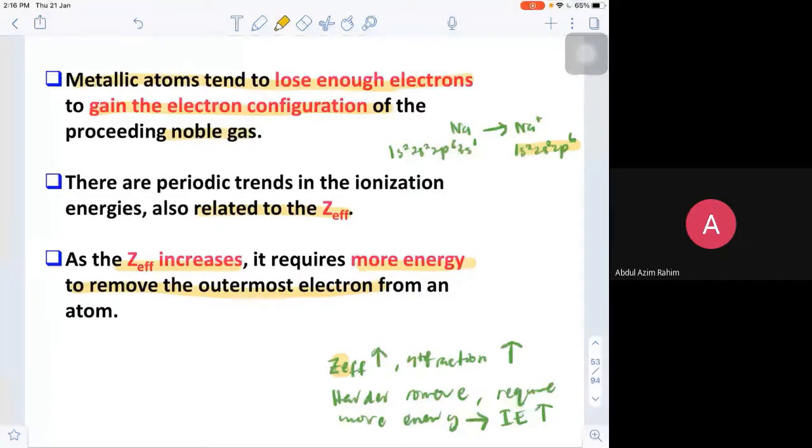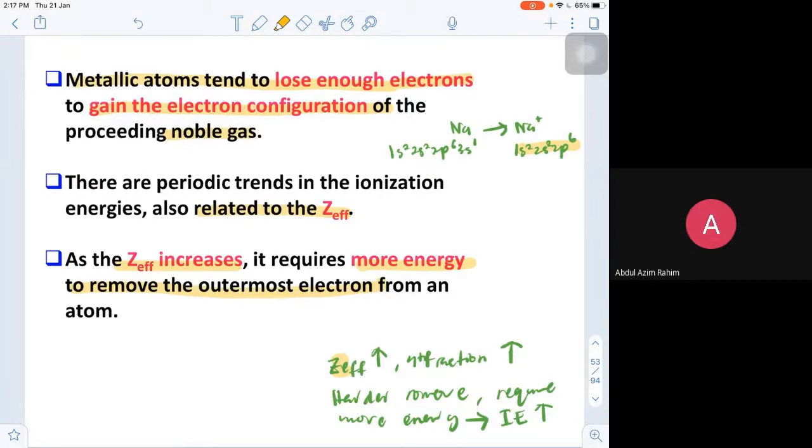So basically, the trend of the ionization energy is opposite to the trend of the size. If we have a smaller size, it is actually due to the stronger attraction between the valence electron and the nucleus. So the smaller size will have a stronger attraction between valence electron and nucleus. So it is harder to remove the electron and it requires more energy as compared to a big size atom, which means the valence electron is further from the nucleus.